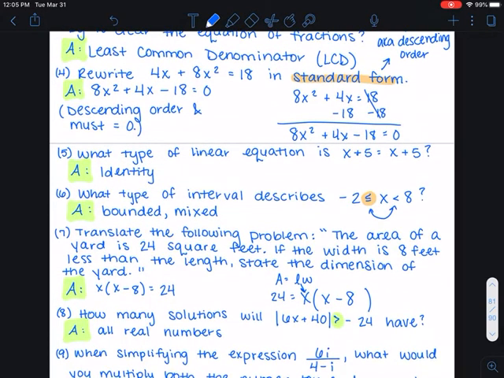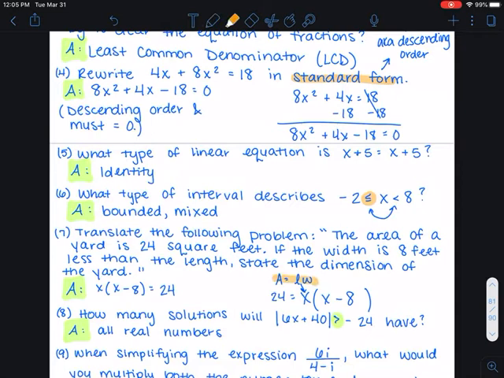All right, translate the following problem. Number 7, the area of a yard is 24 square feet. If the width is 8 feet less than the length, state the dimension of the yard.